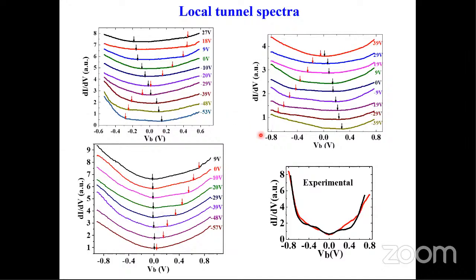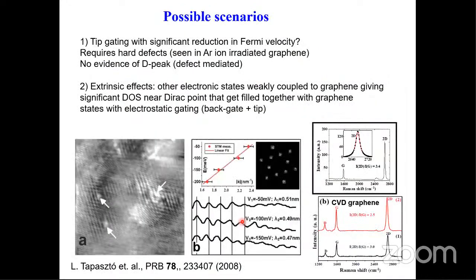So if I look at another aspect, if I look at local tunnel spectra, you see that the tunnel spectra and the two minima at some locations of graphene evolve nicely. And in some of the locations, one of the minima evolves quite a lot, but the other minimum is not moving at all with the back gate voltage. So this is something which puzzled us for a long time, which we thought, okay, this could be because of the reduction in Fermi velocity because of defects.